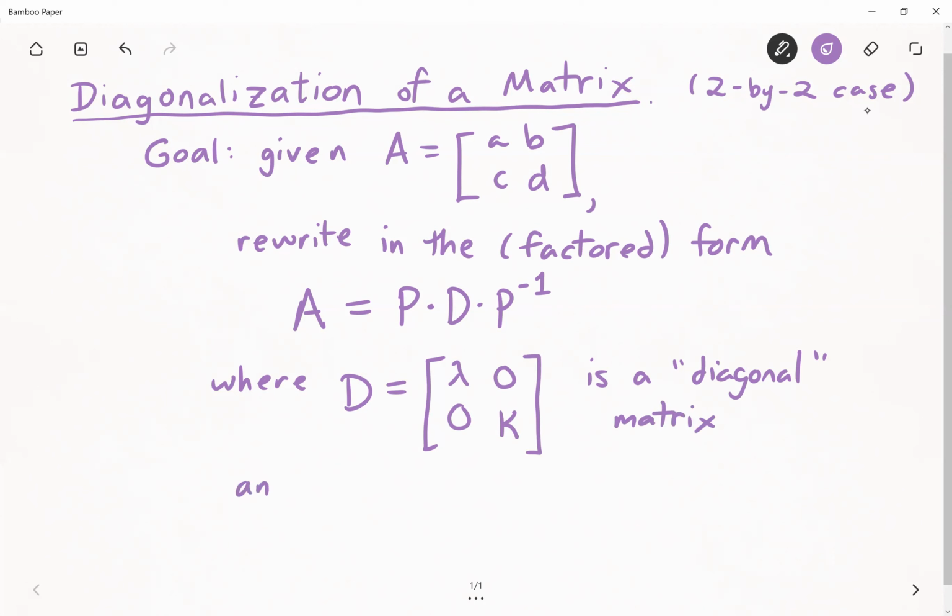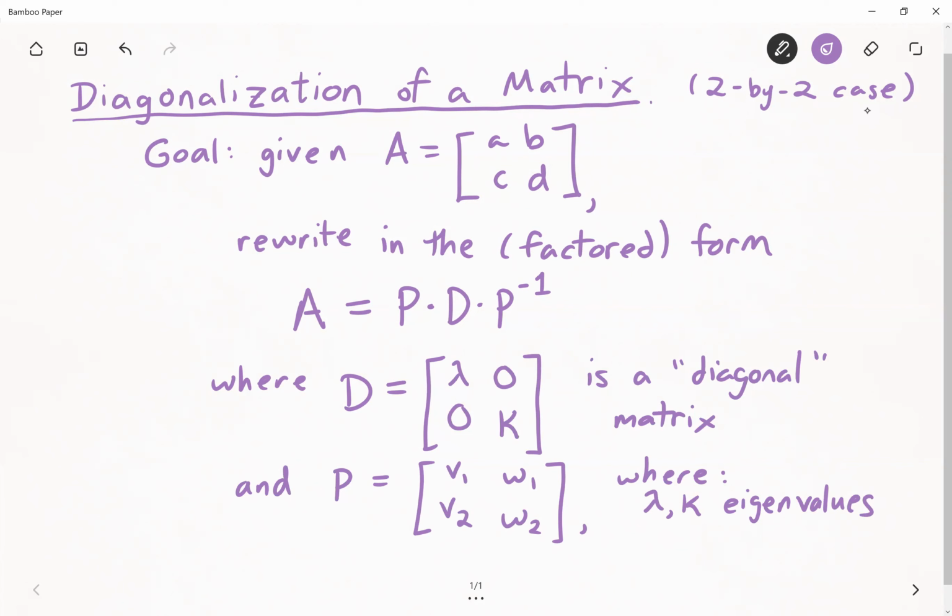And the matrix P, this will have some numbers in it. I'll call them V1, V2, W1, W2, where these numbers, you might notice the Greek letter lambda. Oftentimes, people use that letter when calculating eigenvalues and eigenvectors of a matrix. And sure enough, that's where these numbers in the matrices D and P will come from, where the numbers lambda and kappa are eigenvalues.